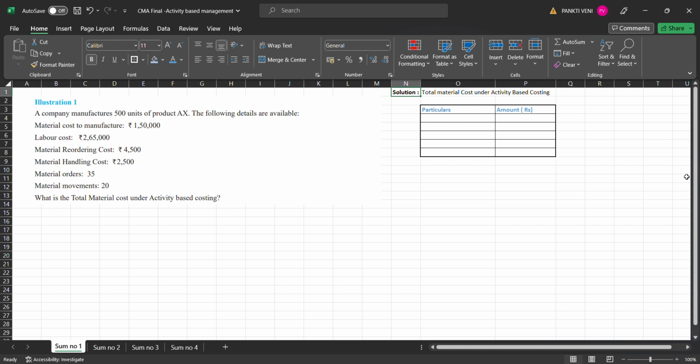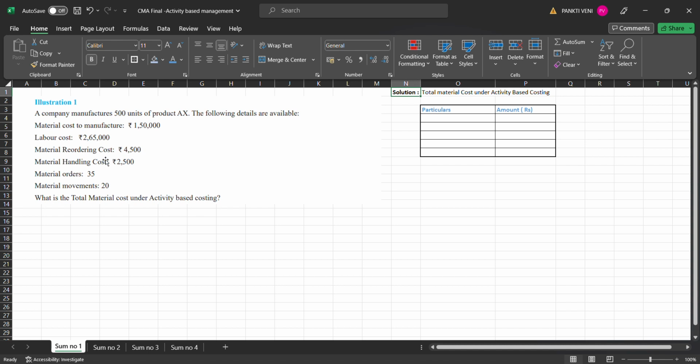A company manufactures 500 units of product AX. Following details are available. Material cost to manufacture, you have 1,50,000. Labor cost 2,65,000. Material reordering cost 4,500. Material handling cost 2,500. Material orders 35. Material movement 20. What is the total material cost under activity based costing?